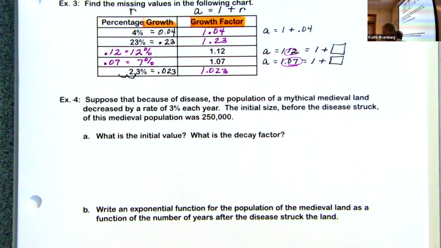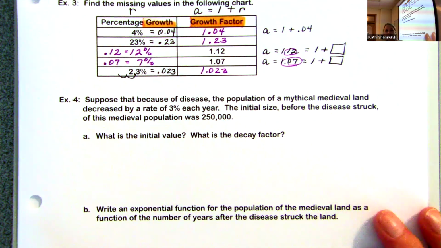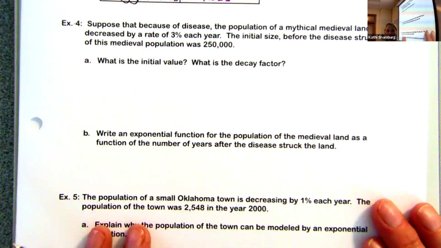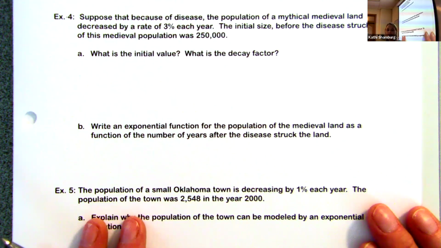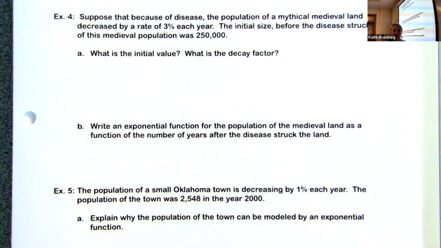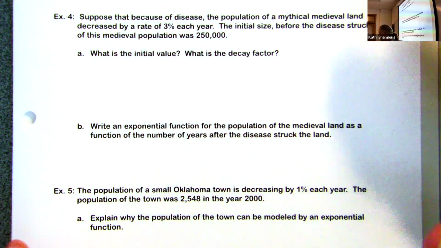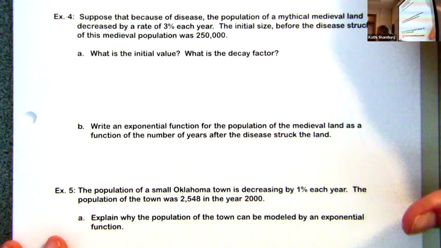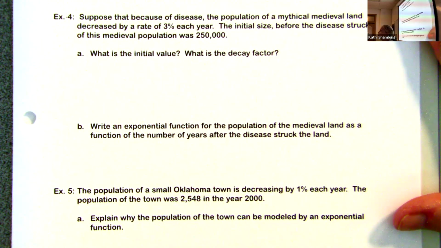Okay. All right. Suppose that because of disease, the population of a mythical medieval land decreased by a rate of 3% each year. The initial size before the disease struck of this medieval population was 250,000. Okay, now the first thing I don't want you to lose sight of is we're still dealing with functions and variables. And so this doesn't ask it, but we're going to go ahead and define that.